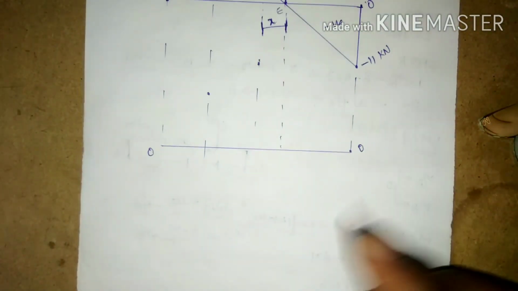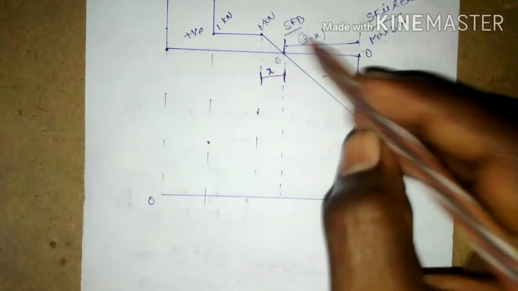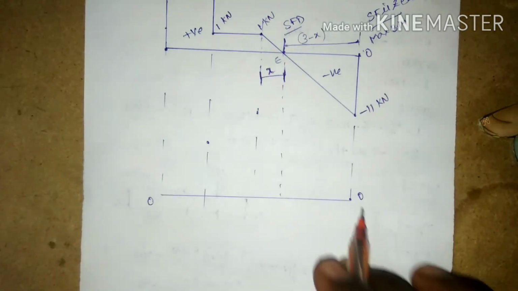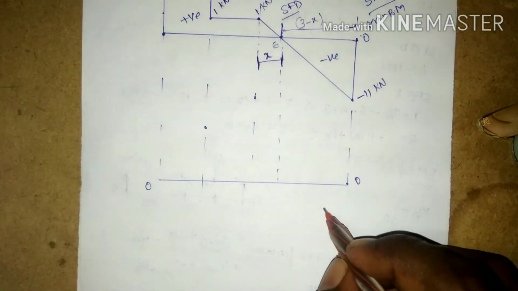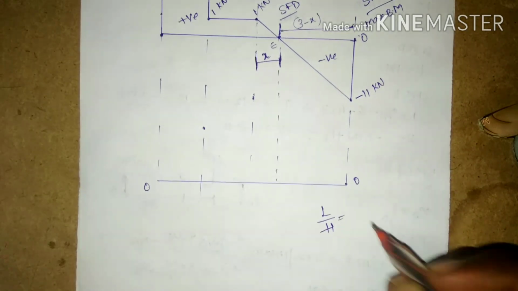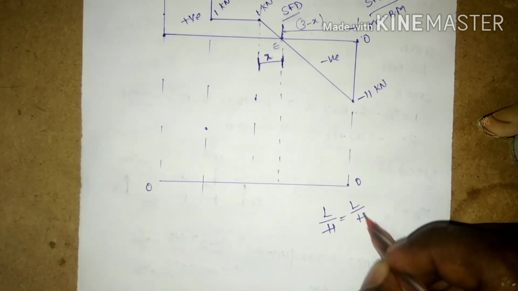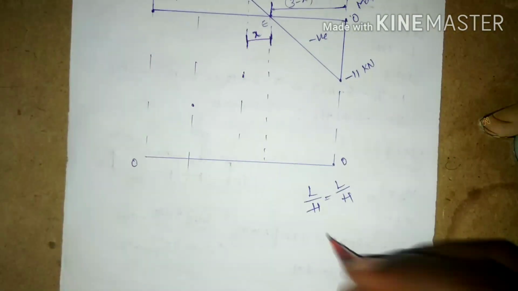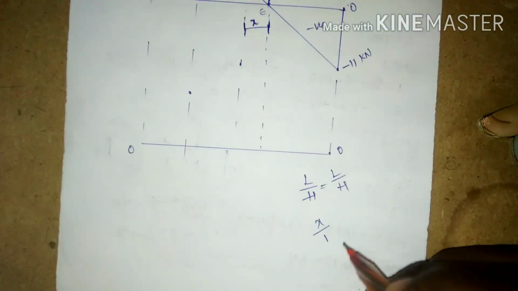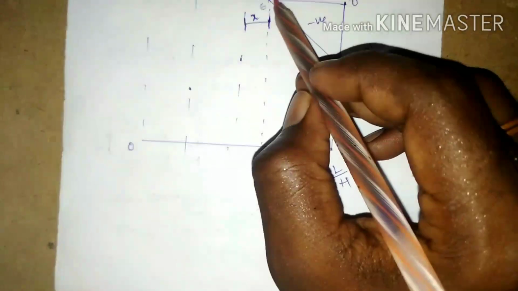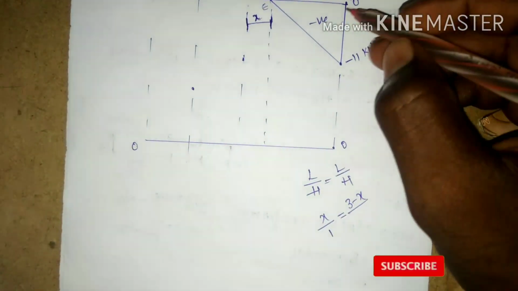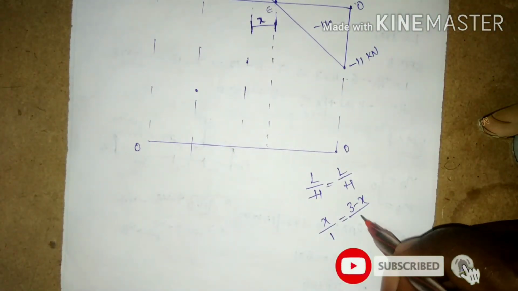Here we are having two similar triangles, this is one triangle and this represents another triangle. According to the similar triangles, we are having length by height is equal to length by height. What is the length here? It is x, and the height of this triangle is 1 meter, and it is equal to the length for this triangle, which is 3 minus x. The height for this triangle is 11.